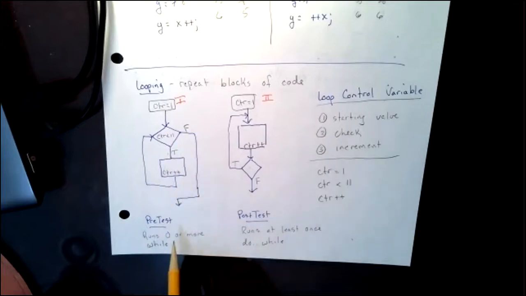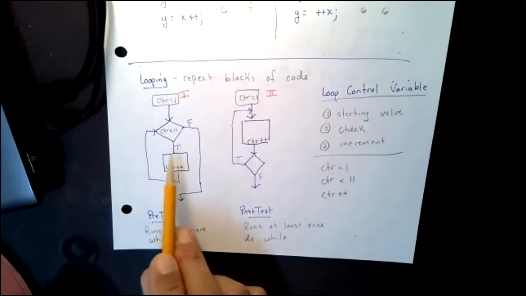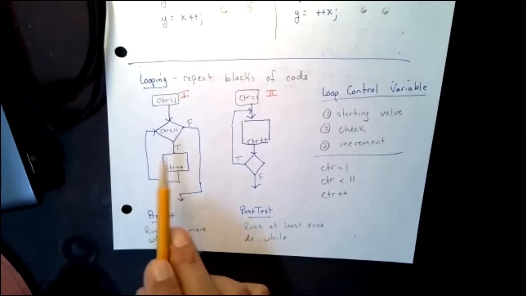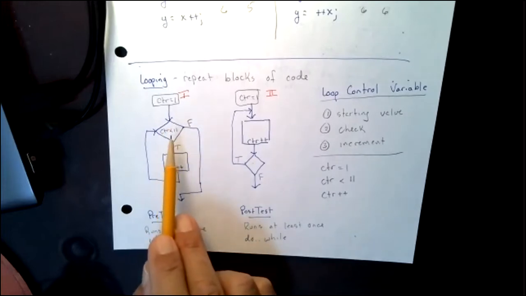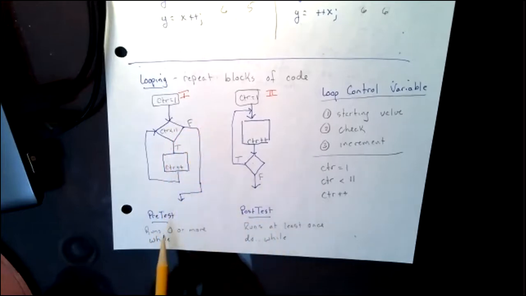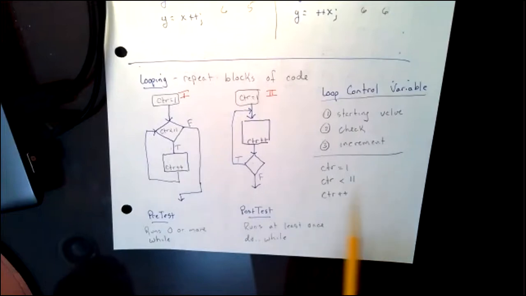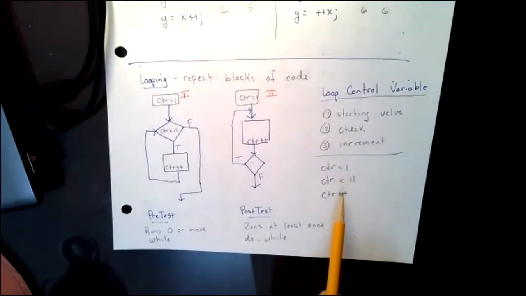Now, this particular layout is one called a pretest. It's before I get into my body here. I come in, and it's possible I might get kicked out of that loop right away. So this one runs 0 or more times. And the type of loop we're going to use for this is called a while loop. That's the first of 3. Again, here's my starting value, my check, and my increment.